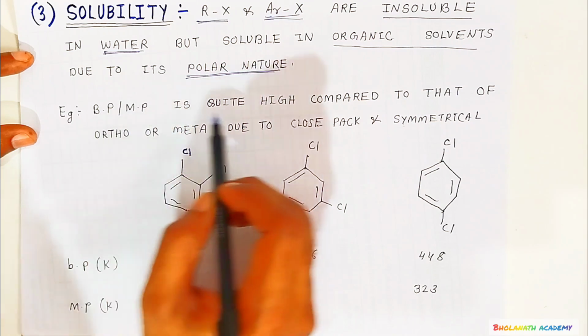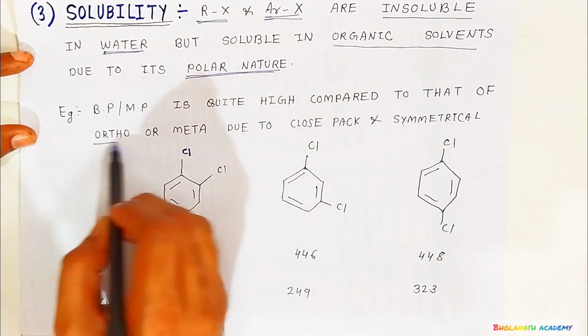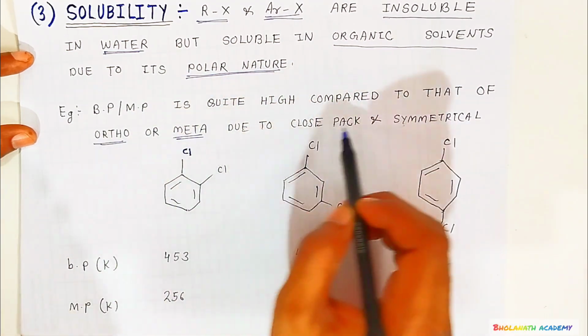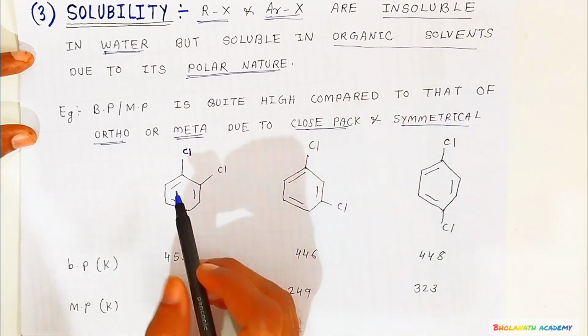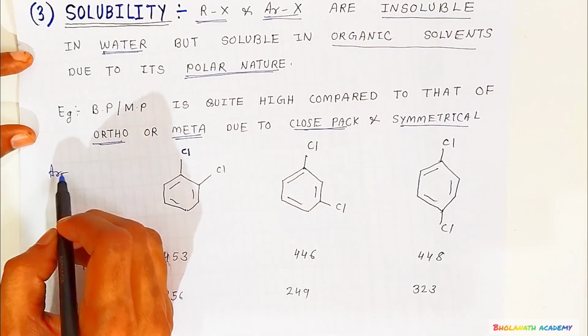So boiling and melting point is quite high compared to that of ortho and meta, due to the close packing symmetry. Here students, I have taken the example of aryl halide.